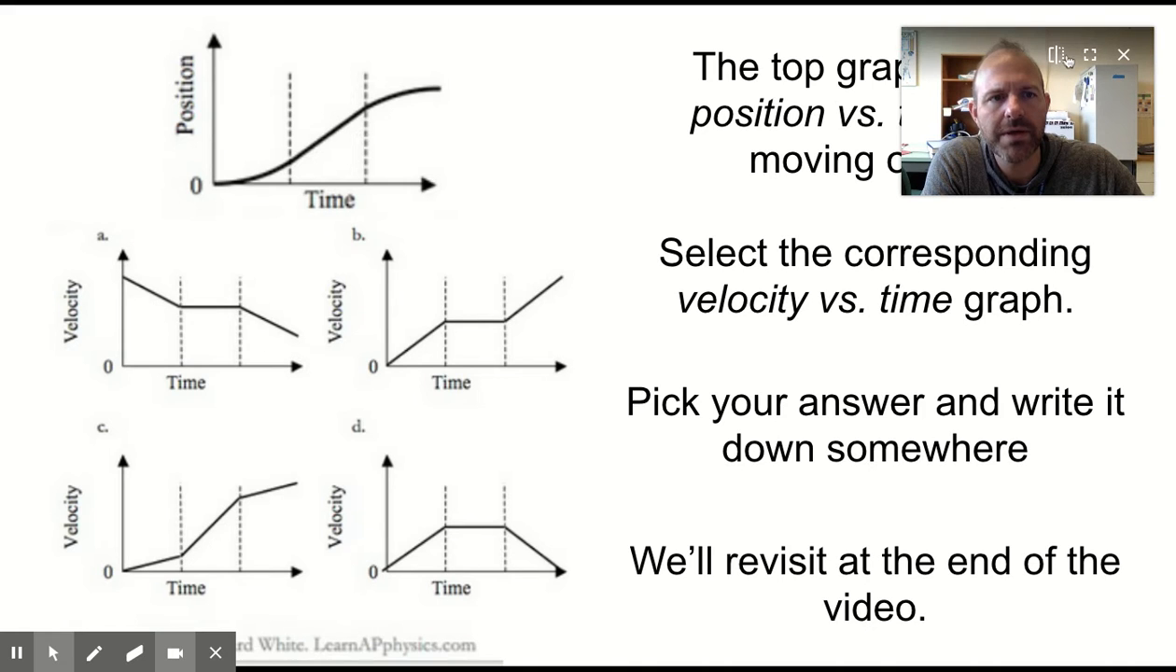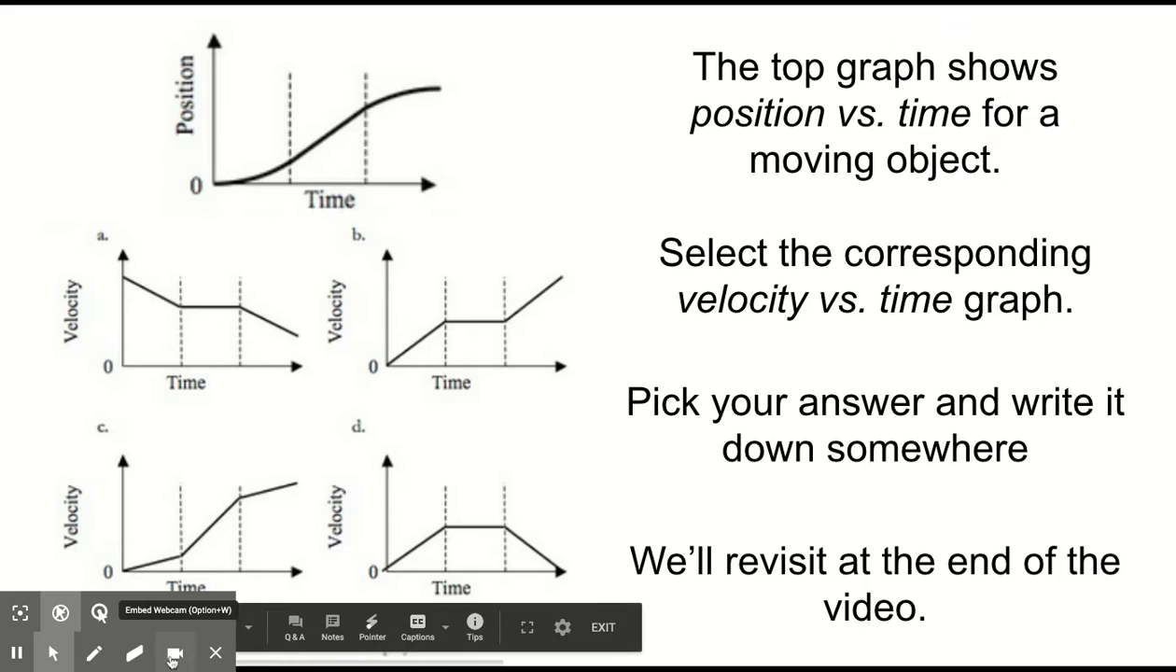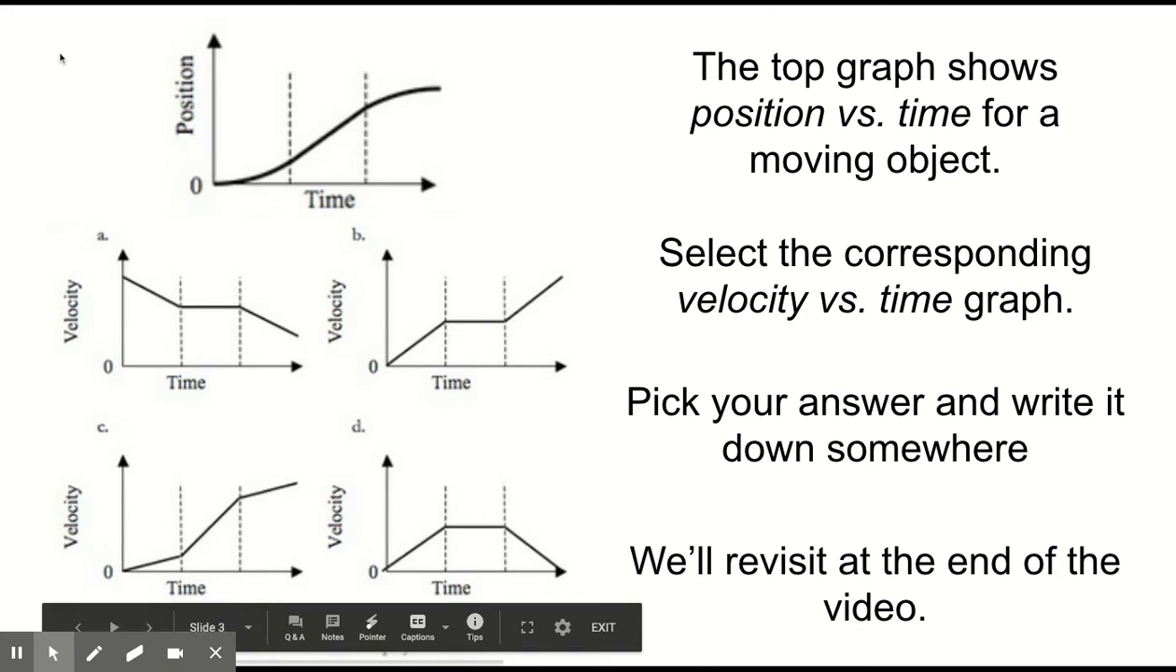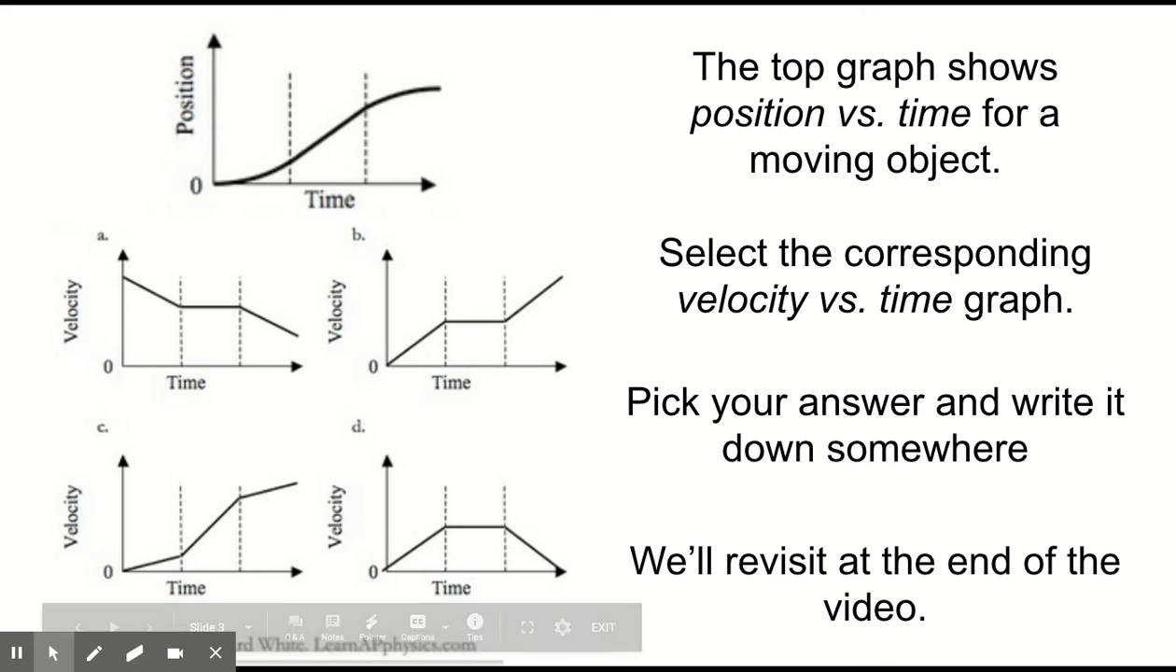So starting with this graph right here, a position-time graph, we've got some curves on it, a moving object. I want you to take a second, maybe pause the video, and figure out which of the four graphs below represent the velocity-time graph for that one. And we'll come back and talk about this at the end. Okay, moving on.